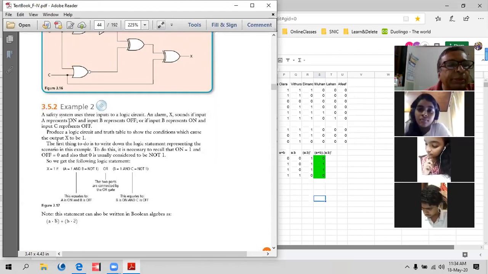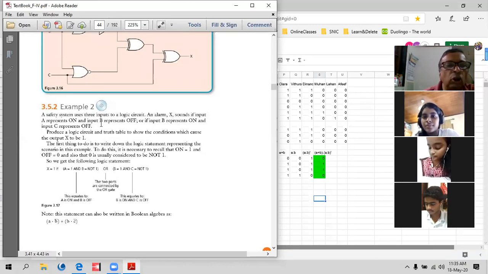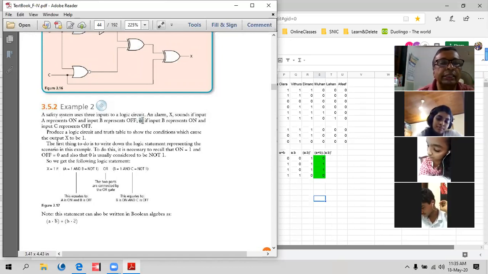X will sound if A represents on, which means 1. When A is 1 or A is true. And input B represents off. That means B is 0. Now we learned last time about the logic notation and the Boolean algebra. So in Boolean algebra, B represents off is either 0 or B bar. We learned that the inversion of B, opposite of B, not B, is called B bar. Or if input B represents on, so this is another condition. Either this condition, this and that is one condition.